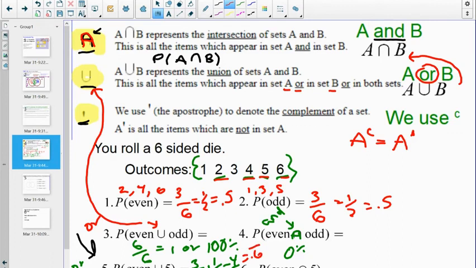Now we have number 6, probability of even, and remember this means "and" 5. You can look at it and think, if even, so 2, 4, 6, 5 is not included within that even. So a 5 is an odd number, so a 5 cannot be even. So we know that's just 0% because that can't even occur.